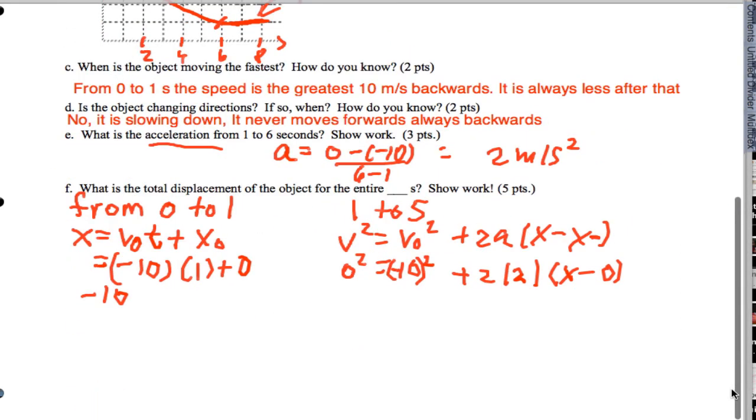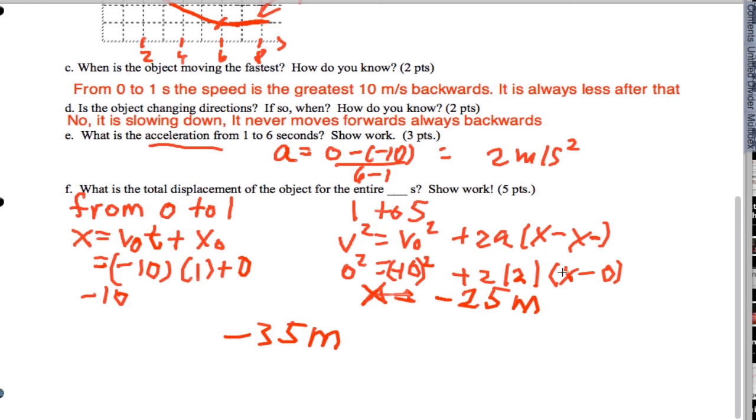And then finally, when we solve this, we're going to end up getting that x is negative 25 meters. So we get a total displacement of negative 35 meters. So either of those techniques, using the equation or getting the area, will work to solve this problem. So that's question number 3. In the next video, we'll move on to question number 4.